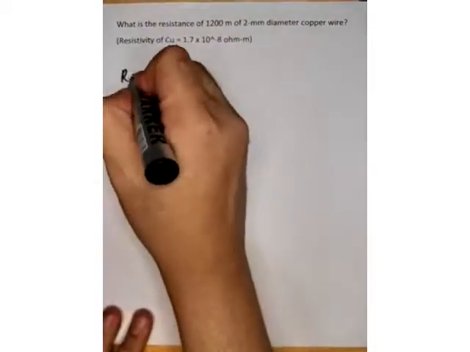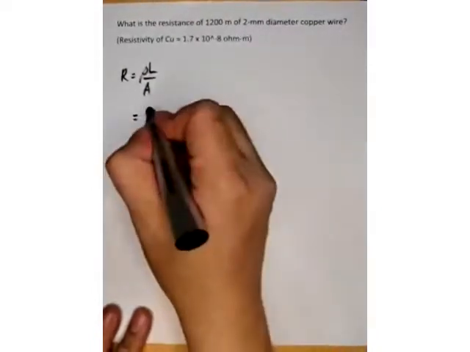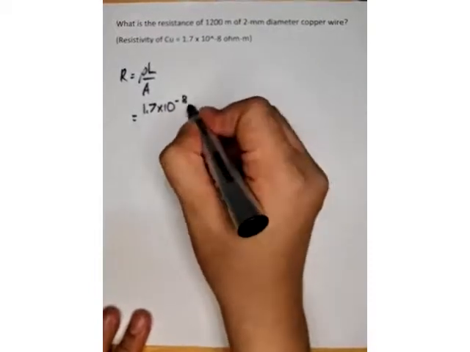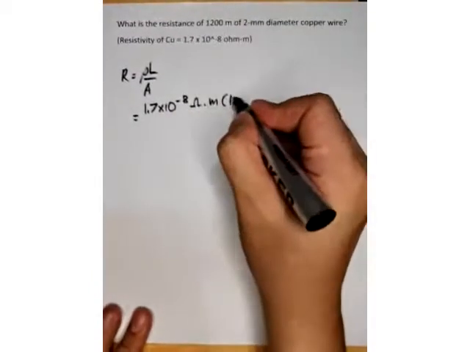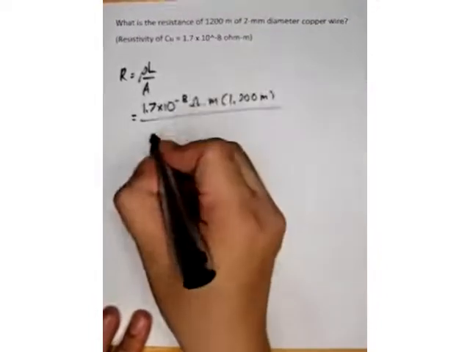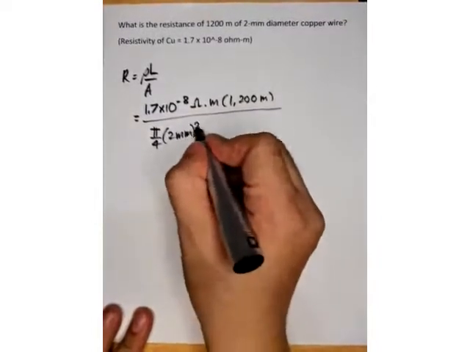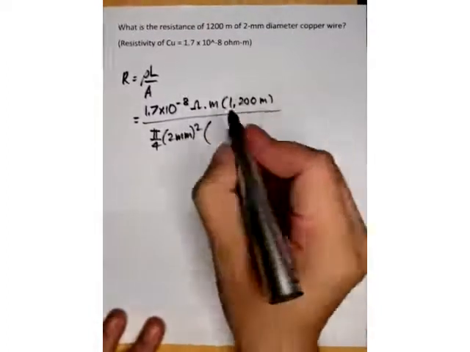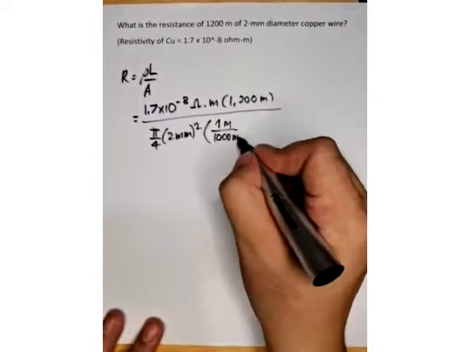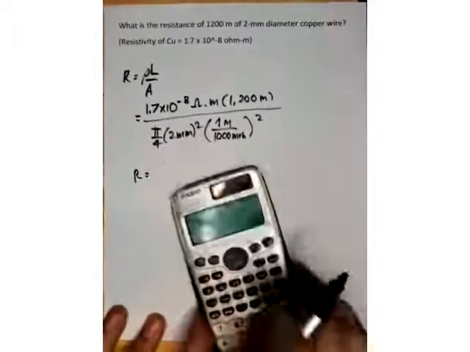Okay, resistance is equal to rho L over A. So that's equal to 1.7 times 10 raised to negative 8 ohm meter times 1,200 meter all over. So diameter yan, so pi over 4 times 2 millimeter squared. So convert natin yan ng 1 meter over 1,000 millimeters squared. Okay, so what is the resistance?